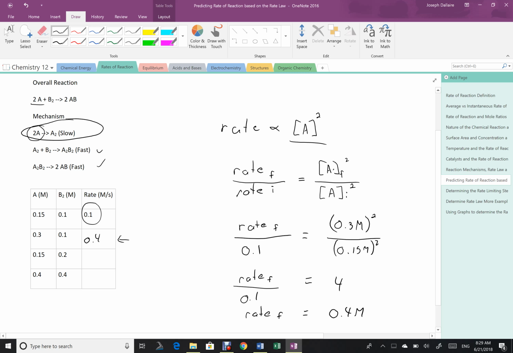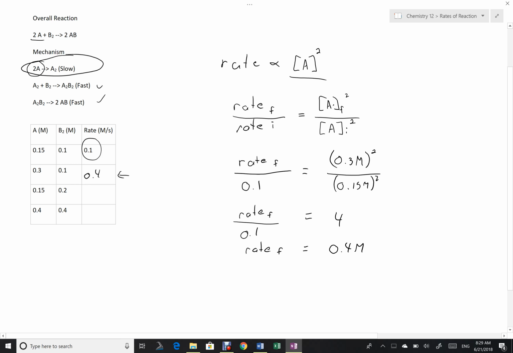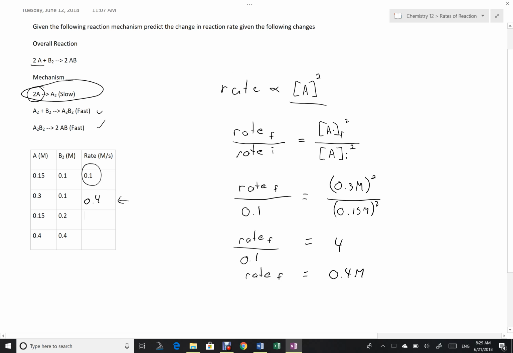Sorry about that. If I change the concentration of B, leaving the concentration of A the same, since the rate limiting step doesn't depend on B in any way, there's no dependence on B in the rate law, which means changing B will have no effect on the rate of reaction. So this one's easy. I can just put 0.1 down here. There's no B, no B2, so no dependence.